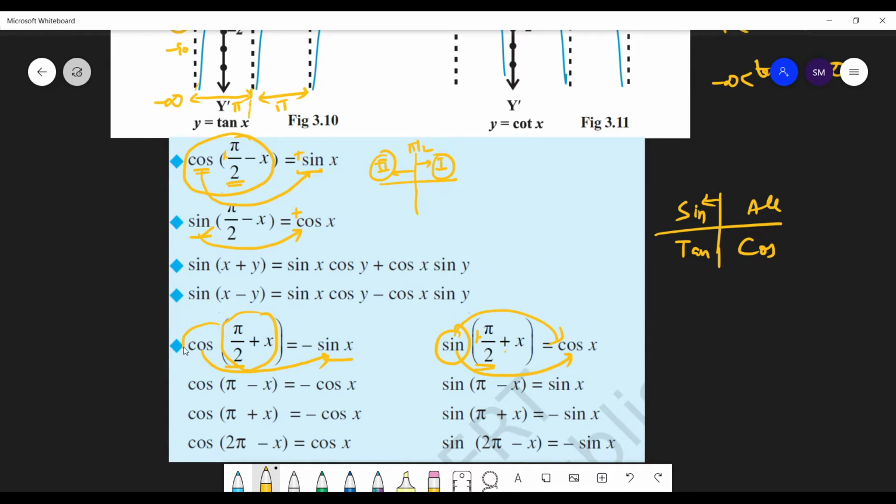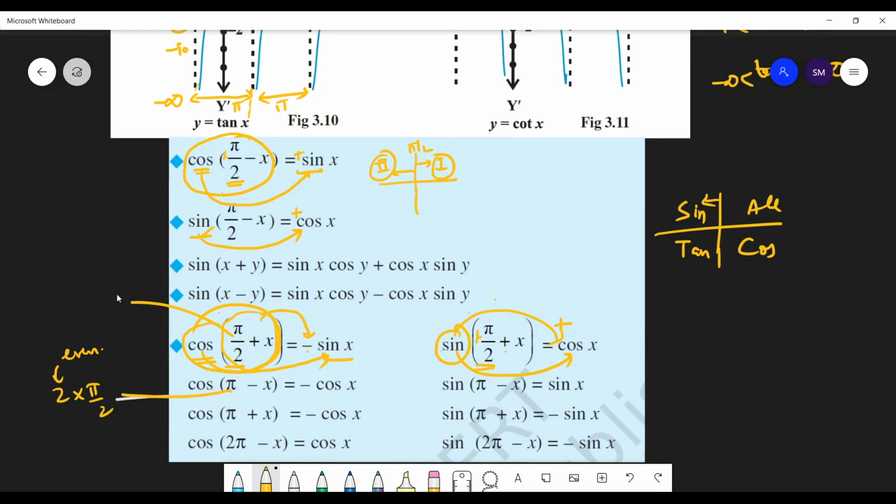In the second quadrant, what is the value of cos? Negative. So that is why I have this minus sign. The minus sign is according to this quadrant and this trigonometric ratio. Now what about sine in the second quadrant? Positive. So that is why we have positive cos x. Now this 180 degree is nothing but 2 into pi by 2.